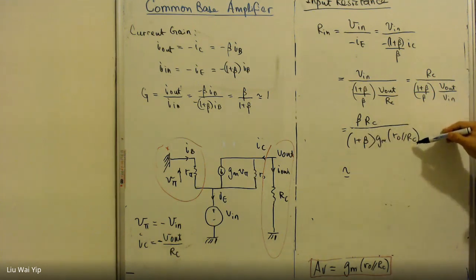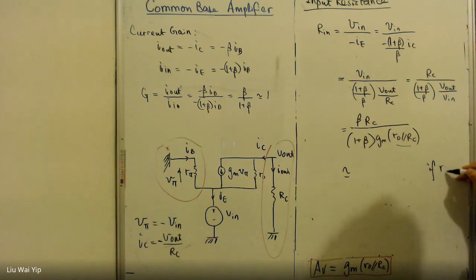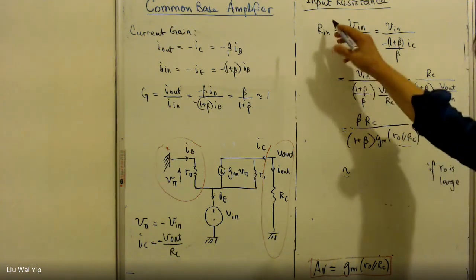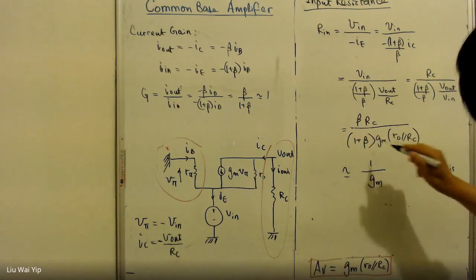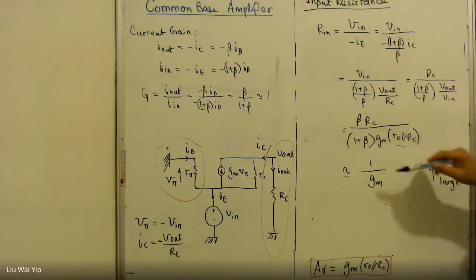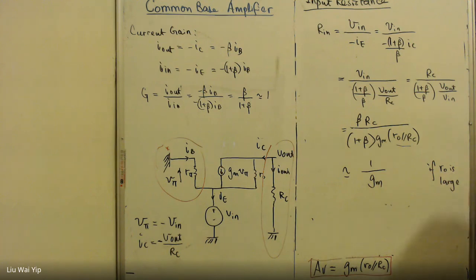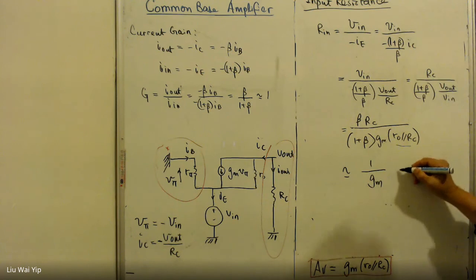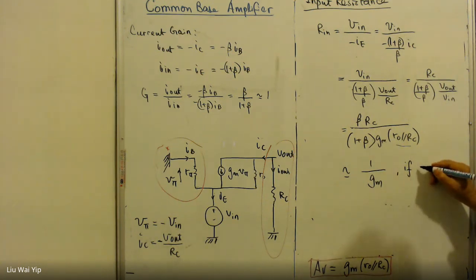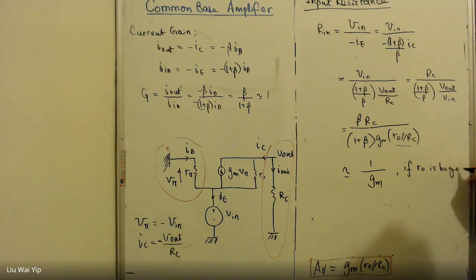What happens if r_o is very large, close to infinity? So if r_o is large, then we can say that the whole expression is almost equal to 1 over gm. Yeah, this one is 1 and this one is 1. So the final approximate formula is 1 over gm, as long as the Early effect is negligible, so r_o is huge. Now the input impedance, the input resistance, has been found.